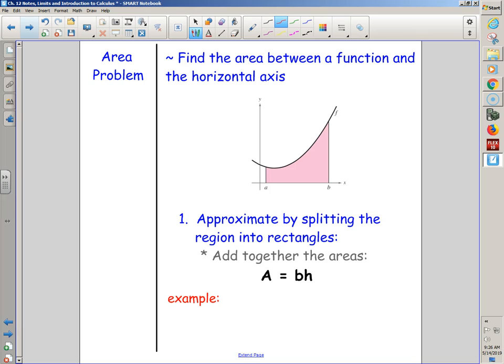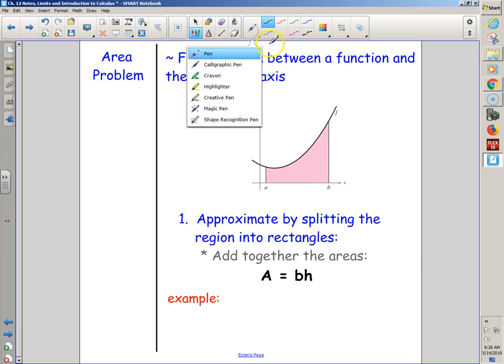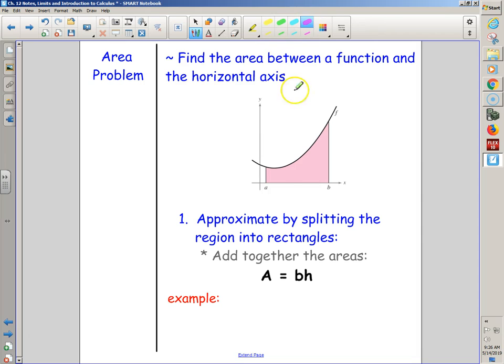Find the area between a function and the horizontal axis. Now, there is supposed to be shading, but I'm sorry, it's actually really light and it's really hard to see. So let me get some shading in there. We're trying to find the area between a curve and the horizontal axis. As you guys saw from our quick little peek back at the preview of calculus, we can approximate this area by splitting the region into rectangles and adding together the areas. Now, I do have an example on the next page, but as you guys are getting this down, let me highlight, because highlighter is a little bit easier to write on top of.